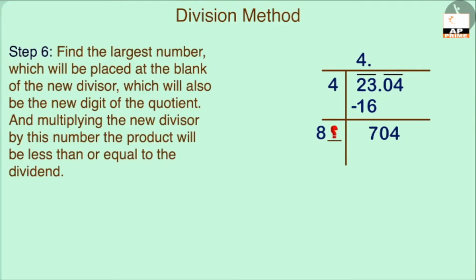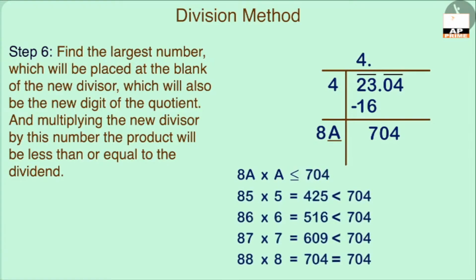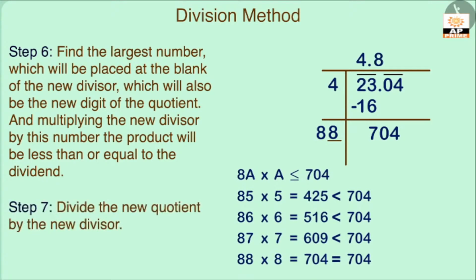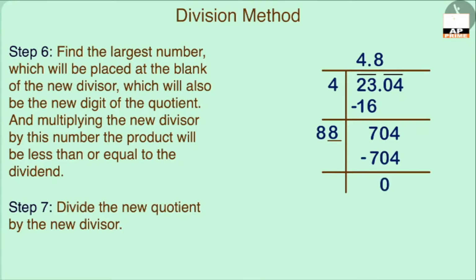Now, to fill in the blank, we will think of the largest possible digit, which will be the first digit after the decimal in the quotient, and when the new divisor is multiplied by the same new digit, the product obtained will be less than or equal to the dividend. So, our new digit here will be 8. We will write 8 after the decimal in the quotient. After this, 704 will be written under the new number to be divided. Then, we will subtract them. Here, the remainder is 0 and no digit is left from the original number. So, the square root of the number 23.04 will be 4.8.